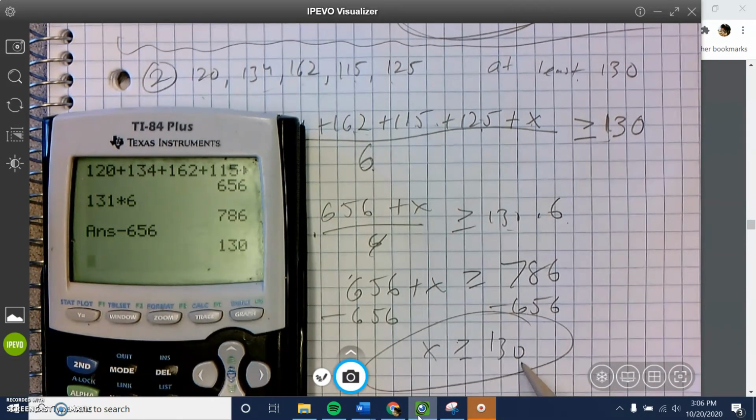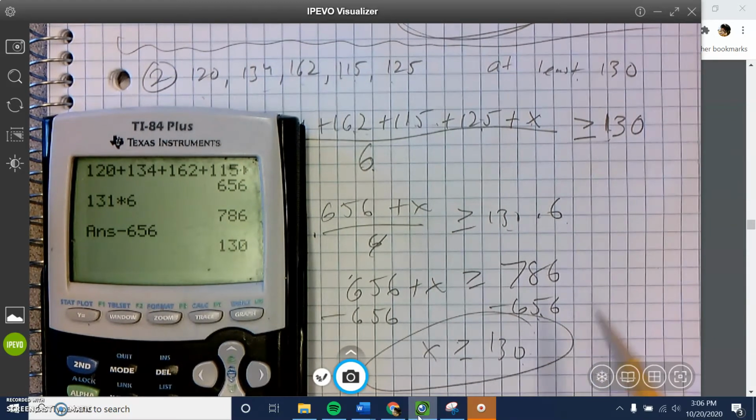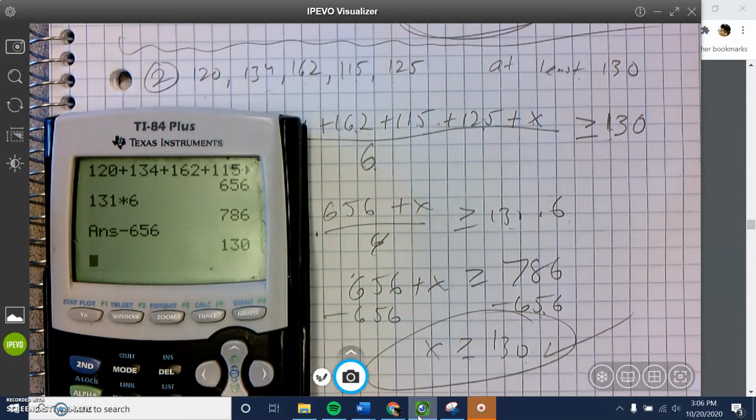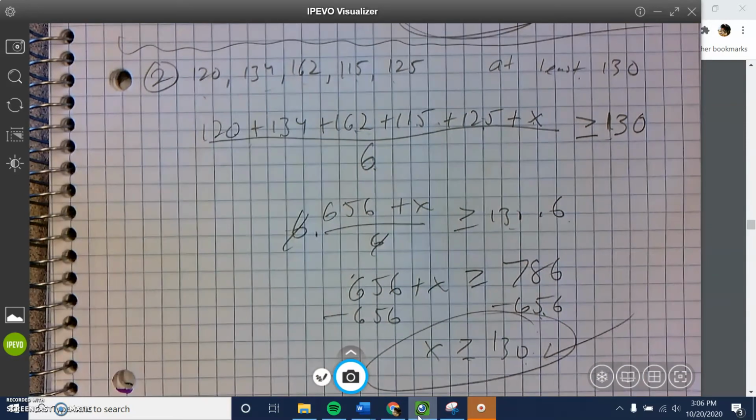So you could have 125, 132, 140, 150, 300. Anything that is at least that. There you go. All right, last but not least, we need one more, don't we? One more. Make sure we actually know it.